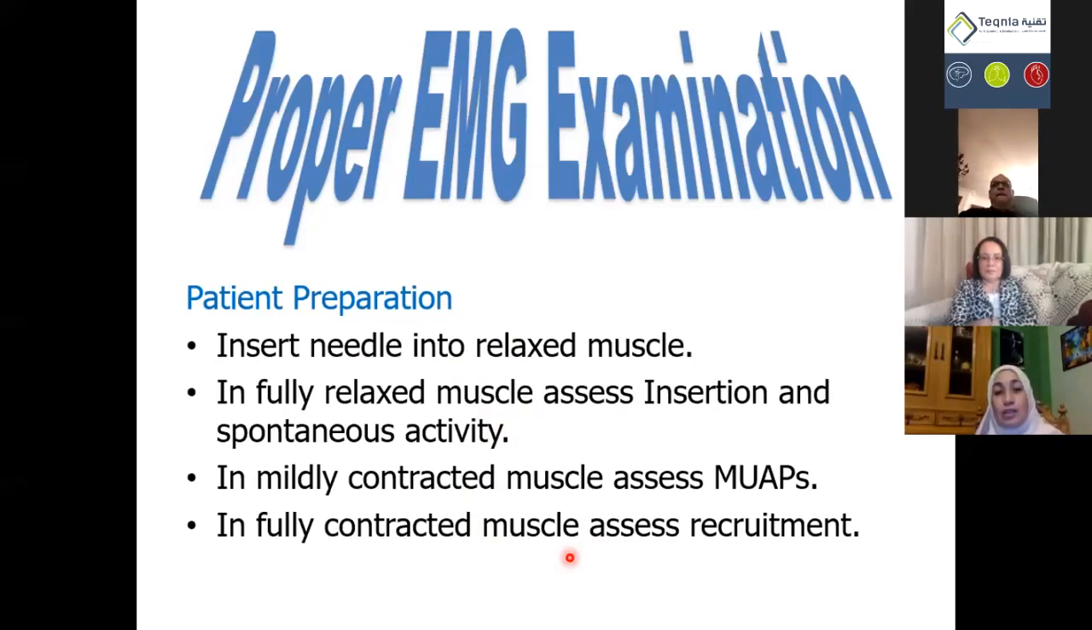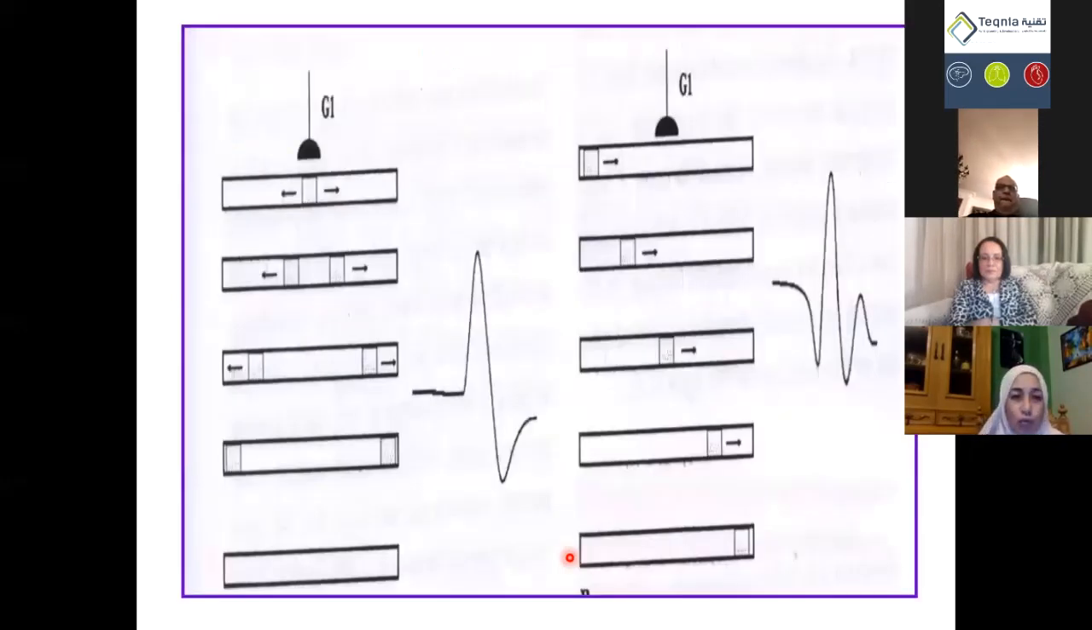A few basic points. This is the needle electrode, and this is the muscle fiber. Here is the end plate site. Here is where the action potential starts. But we are not recording from inside the cell. We are recording the extracellular changes, or the extracellular reflection of the action potential.